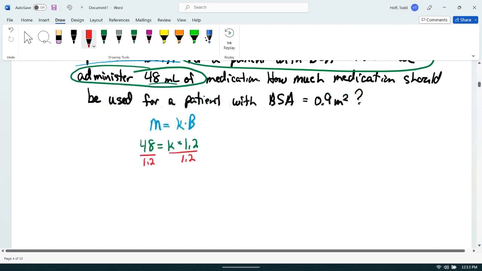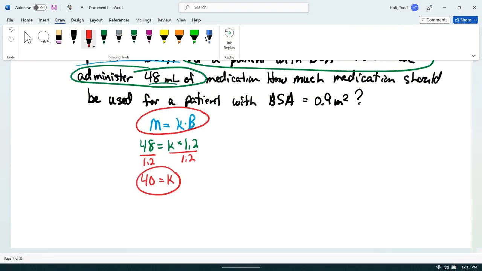And so 48 divided by 1.2 is 40. So 40 equals K. So it allows us to define this relationship further. Instead of just M equals a constant times the body surface area, M equals 40 times the body surface area.